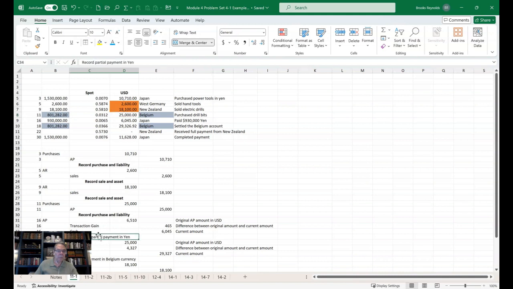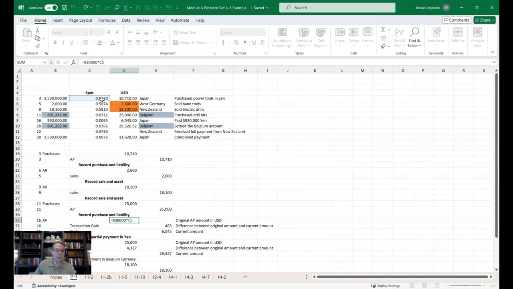On the 16th, we're going to make a partial payment of yen. We're going to pay 930,000 yen. So we have to first determine, well, what was the balance of that 930,000 yen on the day we made that transaction? Because we want to reduce our AP balance by that amount. Remember, we put the AP balance on at the spot rate on the 3rd. Well, the spot rate has changed. And so we are going to eliminate 930,000 of the original amount.